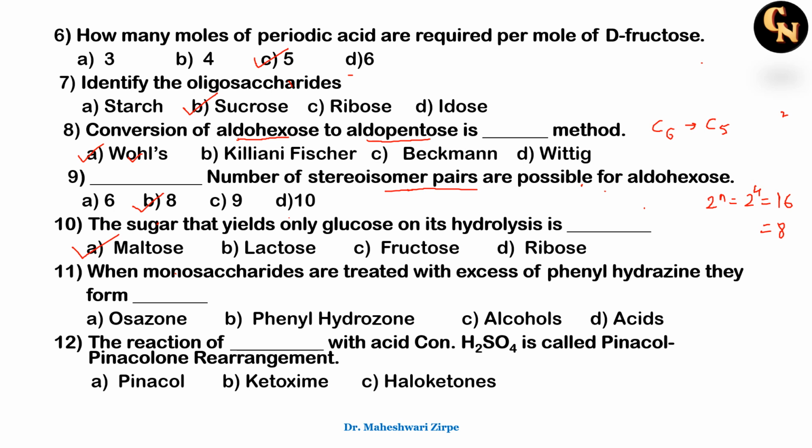Then the 11th one: when monosaccharides are treated with excess of phenylhydrazine, they form dash. Monosaccharides, when they are treated with excess of phenylhydrazine, these are the reactions which you must have done. Okay, so any monosaccharide you can take and treat it with phenylhydrazine. Basically, they give osazone.